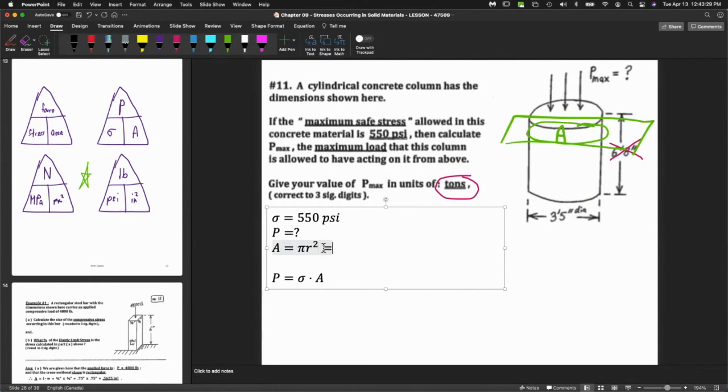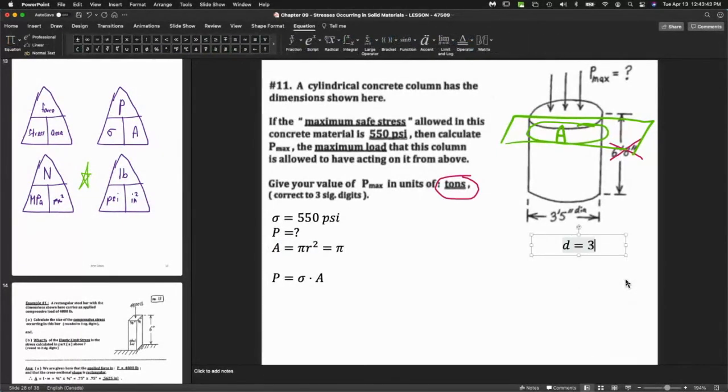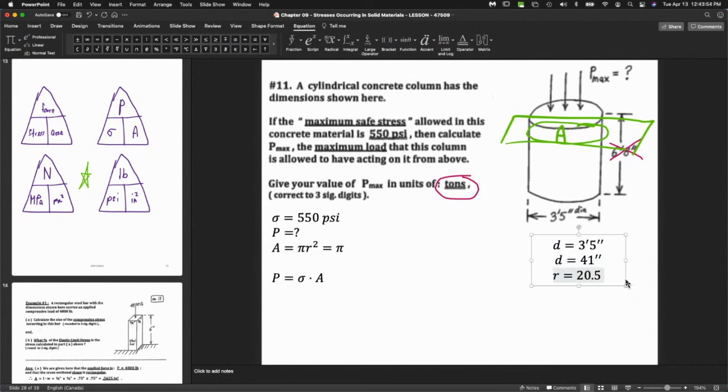Anyway, so pi r squared. So the radius, ooh, that's not good. Okay, so we've got to do a little bit of extra work on the side here. We're given the diameter is 3 feet 5 inches. So the diameter is, what is that, 41 inches? Confirm? Someone confirm? I'm not looking at my answers here. I'm just kind of winging it right now.